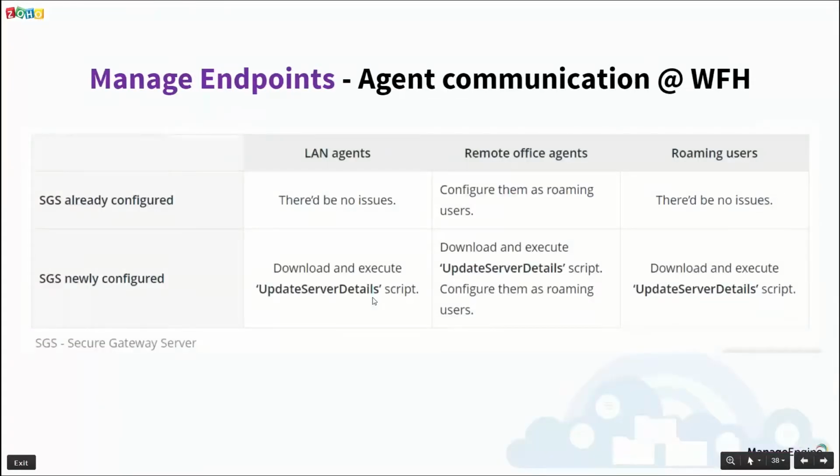So next, previously we looked at how I can configure Desktop Central for a new infrastructure. In case I'm already having Desktop Central, and I want to move the machine or give the machine to the employees to make it work from home, we can very well do it. There are two types of existing users we will be having. One, where the secure gateway server is already configured. That is very simple. If there are LAN agents, there will be no issues here. And in case they are remote office agents, we will just configure them as a roaming user.